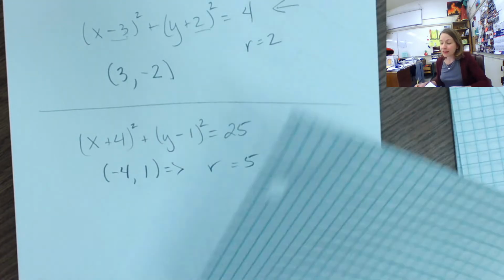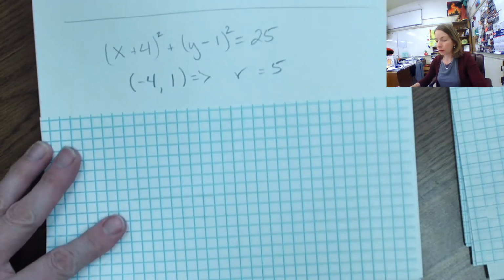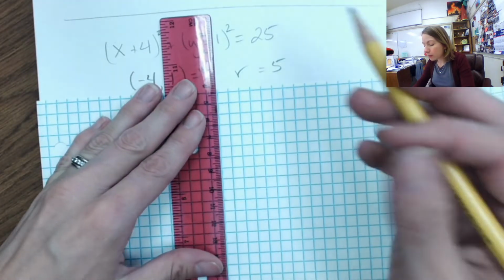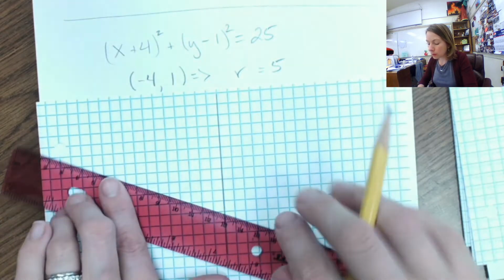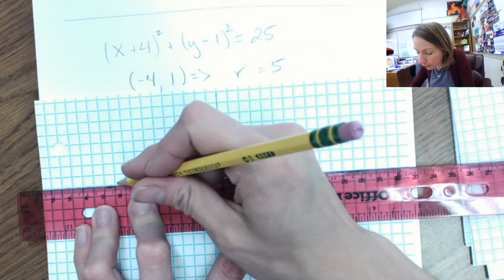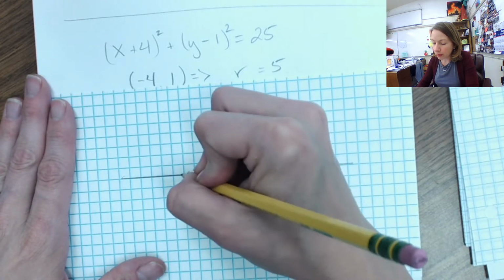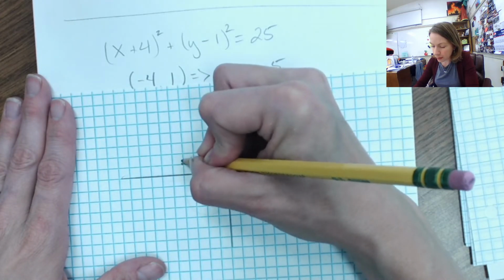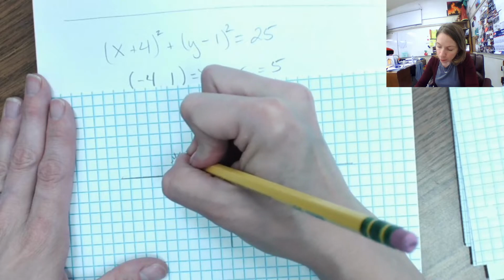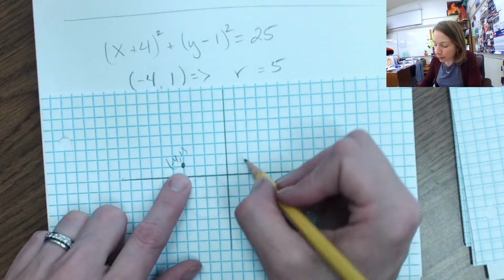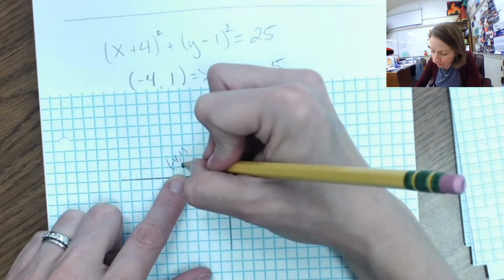Now, if I want to graph it, this is going to be a bigger graph. So I've got a radius of 5. So I'm going to go back 4, 1, 2, 3, 4, and then up 1. So here is my center, -4, 1. And then my radius is 5, so I go out 5 in each direction.